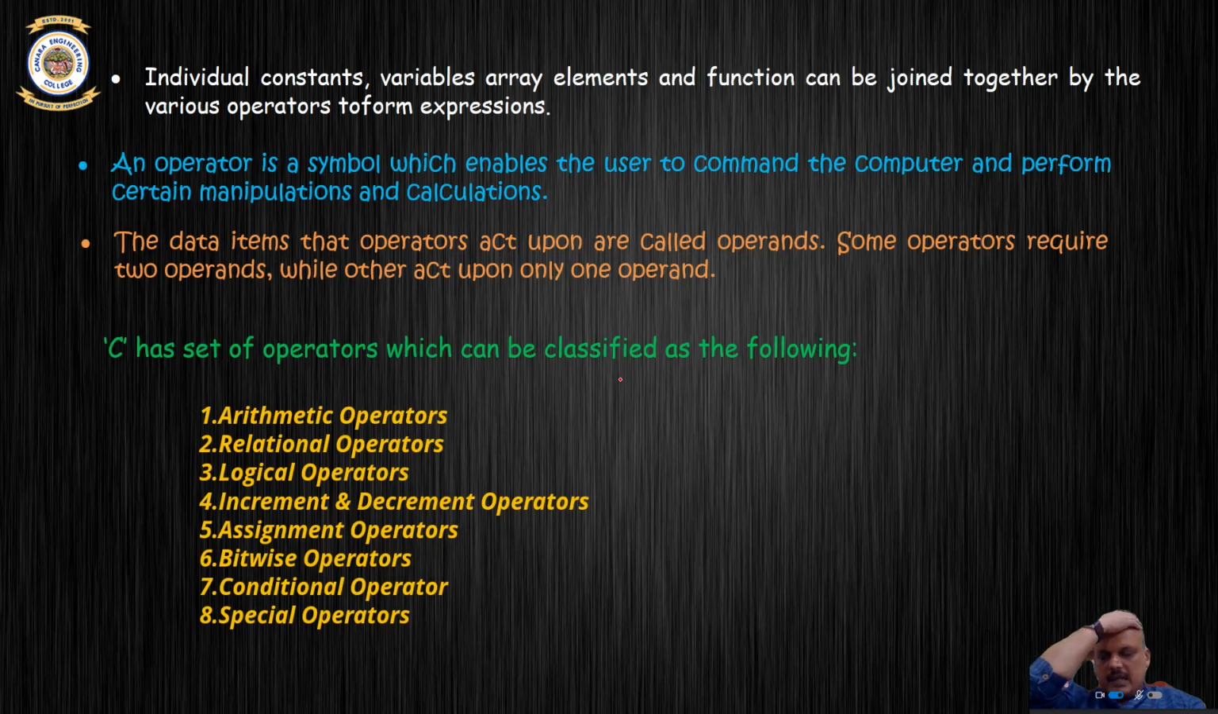So in C, operators are classified under 8 different categories. Those are the arithmetic operators, the relational operators, the logical operators, the increment and decrement operators, the assignment operator, the bitwise operators, conditional operators and special operators. So let us go through a few of them.